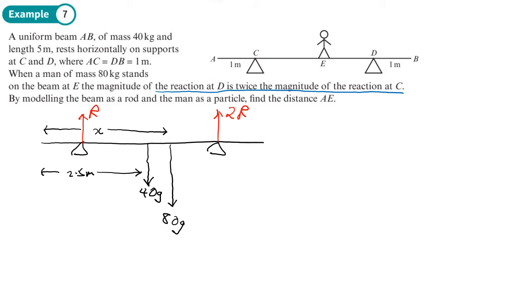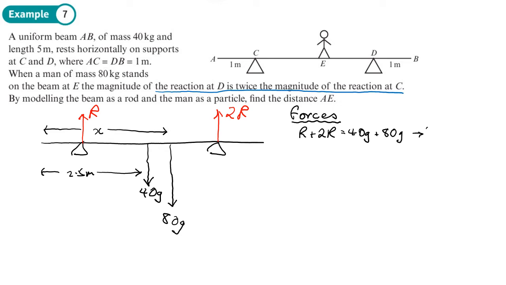So just like before, we're going to balance the forces and we're going to balance the moments. So if I start with the forces, so what have I got going up? R plus 2R, that must be balanced with what's going down, 40g plus 80g.